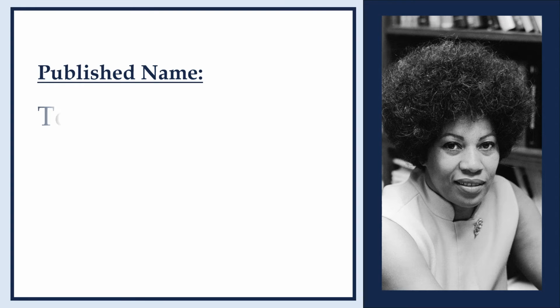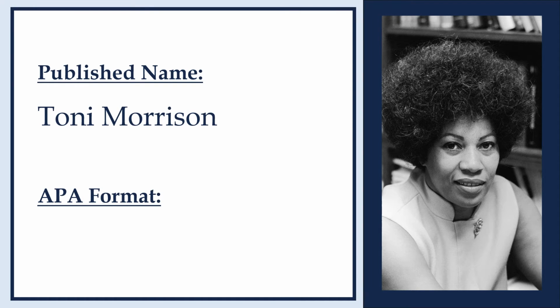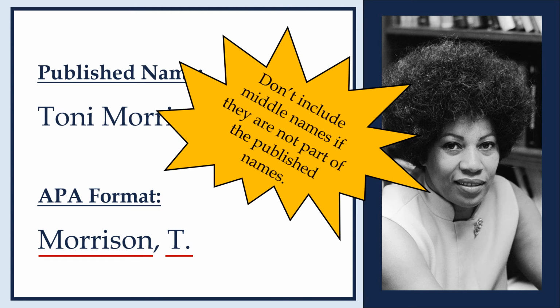Let's assume you're creating a reference entry for celebrated American author Toni Morrison. Her published name is Toni Morrison. Therefore, in the APA format, we're going to invert that and bring her family name or surname first, Morrison, comma, and then we're going to initialize any other names that were included in the publication. Here, it's simply T period. Now keep in mind, we do not include the middle names if they're not part of the published names.